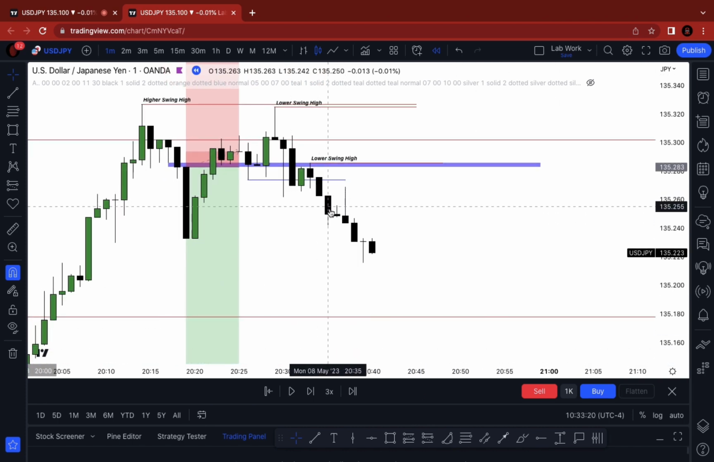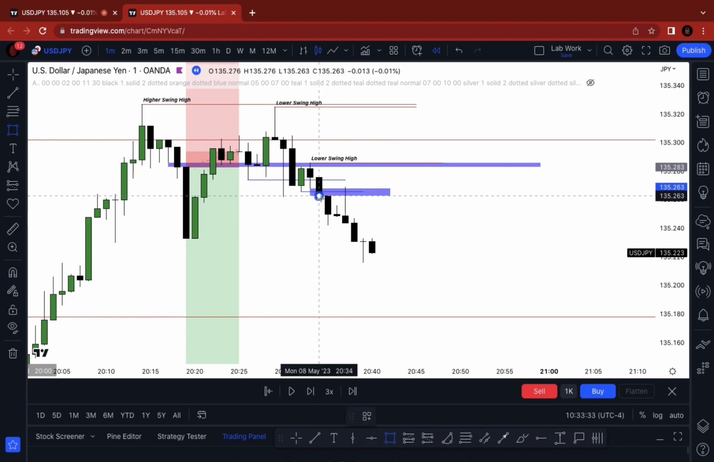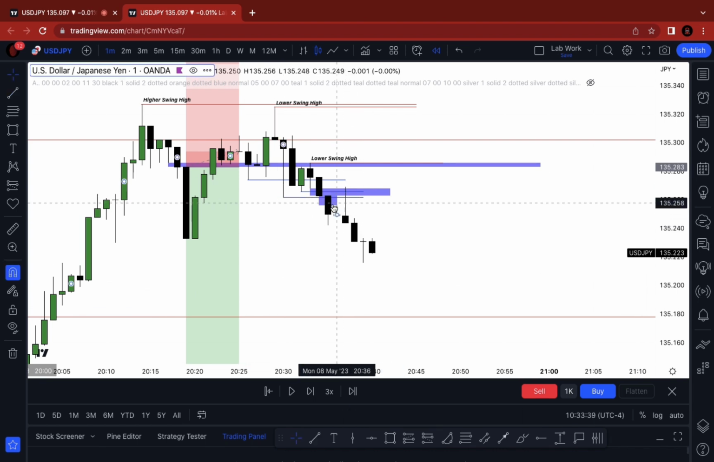We also get a fair value gap here, a fair value gap here, and notice this fair value gap runs through a swing low. See that? Notice this fair value gap as well runs through another swing low. So there's speed coming into the marketplace, and this is a little crowded. I don't like it like that.